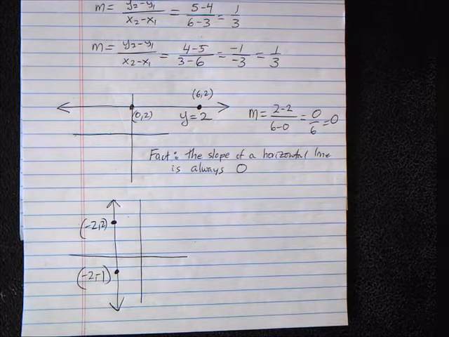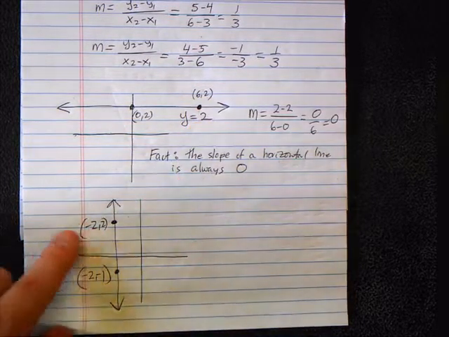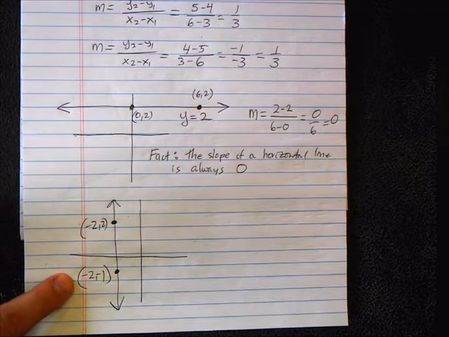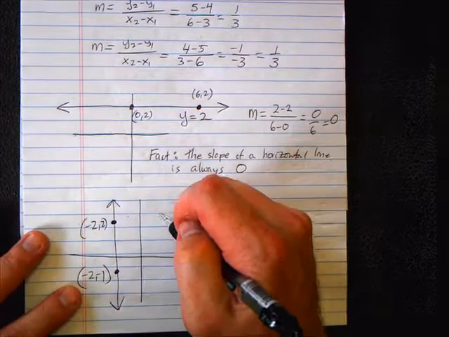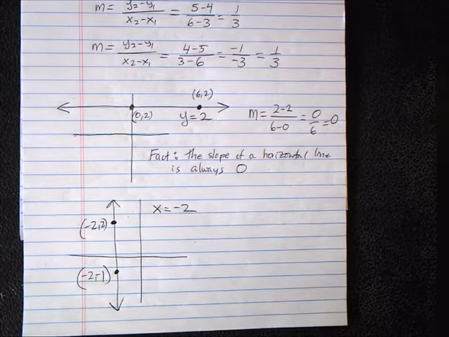So what's the equation of that vertical line? No, the equation of the line is not undefined. The slope of the line, I think we're going to say in just a minute, is undefined. Like the equation of this horizontal line was y equals 2. What's the equation of this vertical line? X is always the number -2. So that's the equation of the line.